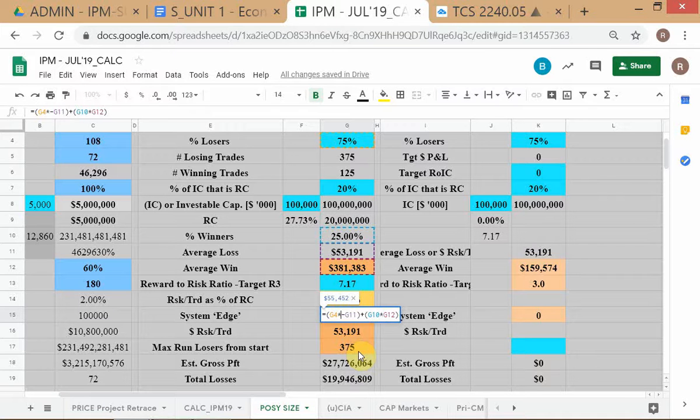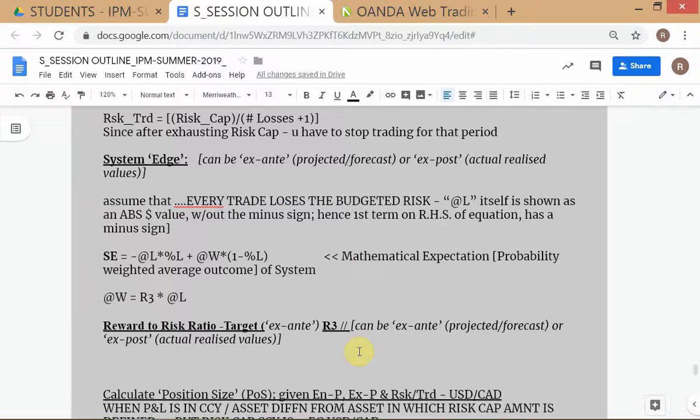Formula of system edge, this is nothing but the spreadsheet implementation. This is what I've written here. This is just a spreadsheet implementation of that. That's all. Nothing else. So you have the formula also in your notes. Actually, you should not even need the formula because you already know all this stuff. All right. So have we done this? So we got the system edge.